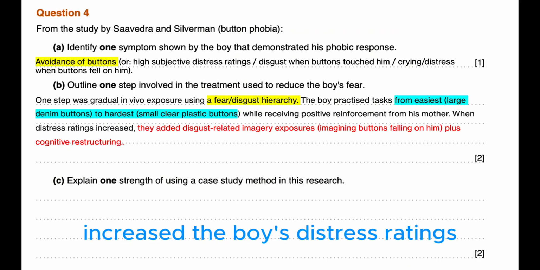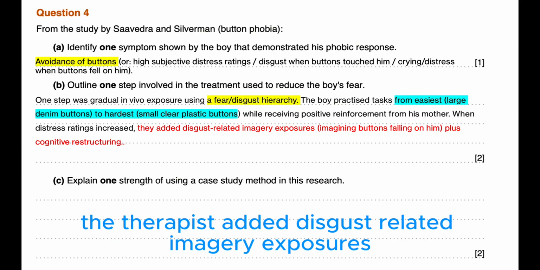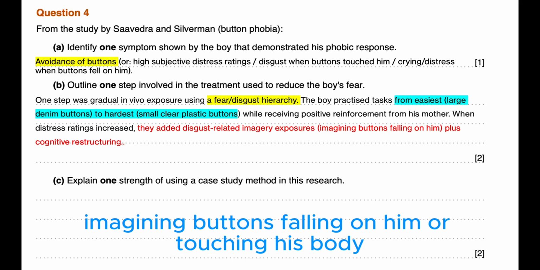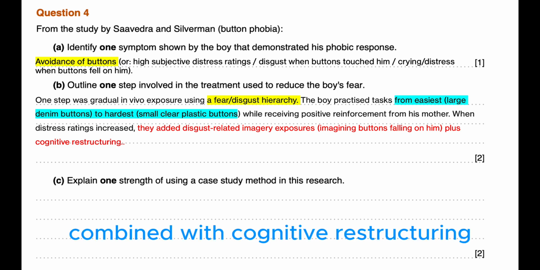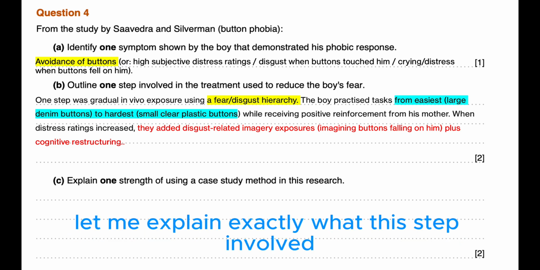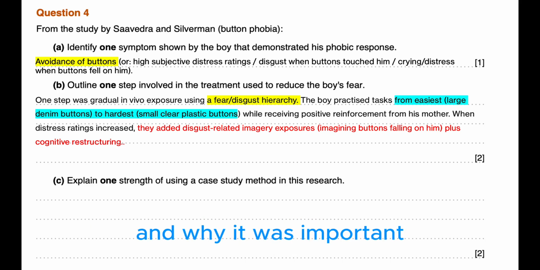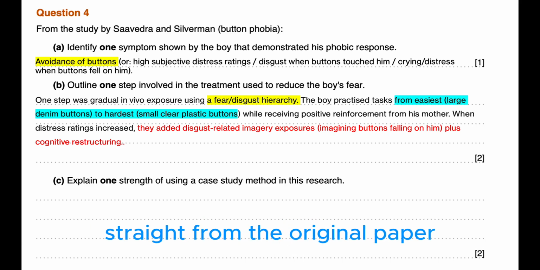Part B. One step in the treatment to reduce fear was that when in vivo, behavioral exposure alone increased the boy's distress ratings, the therapist added disgust-related imagery exposures, imagining buttons falling on him or touching his body, combined with cognitive restructuring. Let me explain exactly what this step involved and why it was important, straight from the original paper.